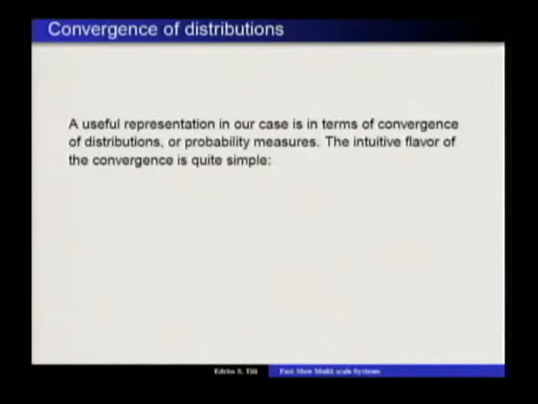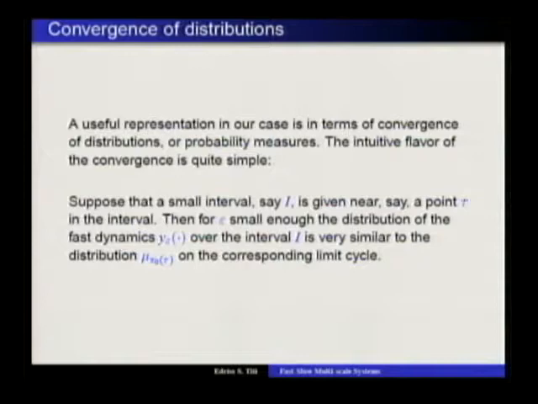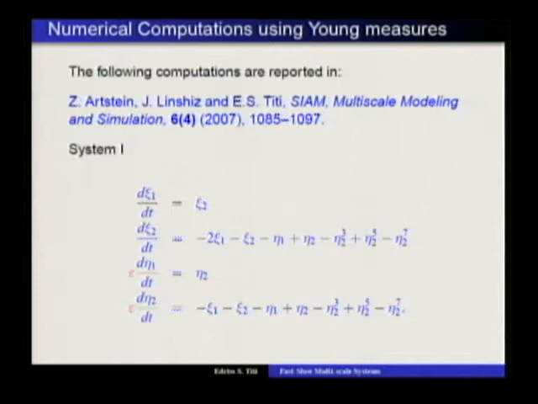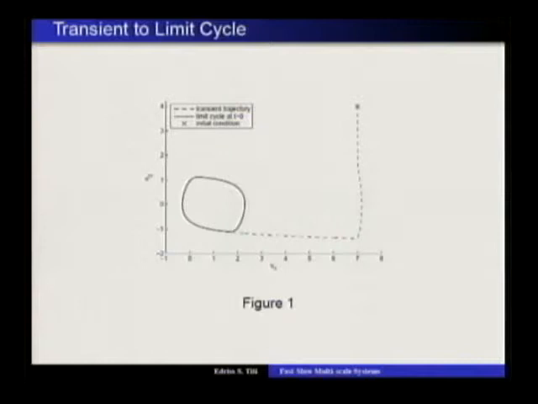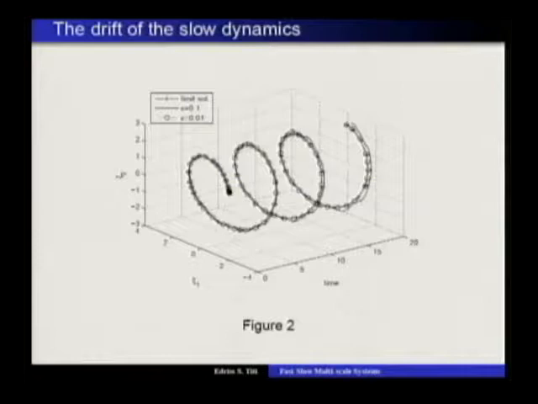So this is a useful representation in our case, in terms of convergence in distribution, with a probabilistic, intuitive flavor. As I say, the y epsilon will converge in the sense of measure to this limit cycle. Here I'm going to give you some computations with the Lipschitz and Arstein in the case of an unstable situation. This is just the fast dynamics converging quickly to a limit cycle. This is the slow dynamics, how it is really slowly evolving.